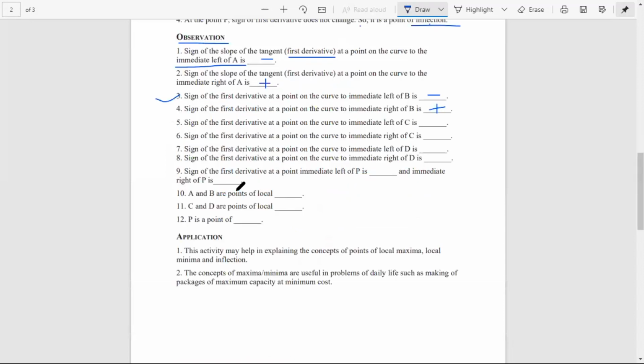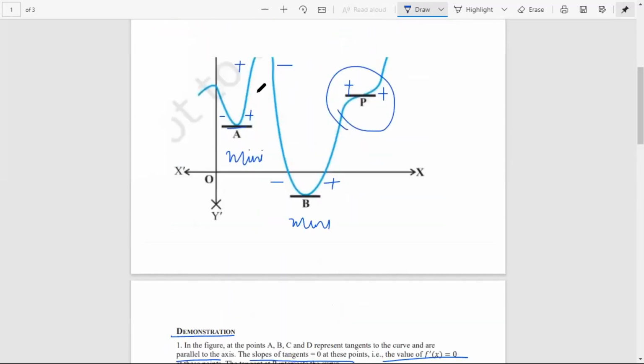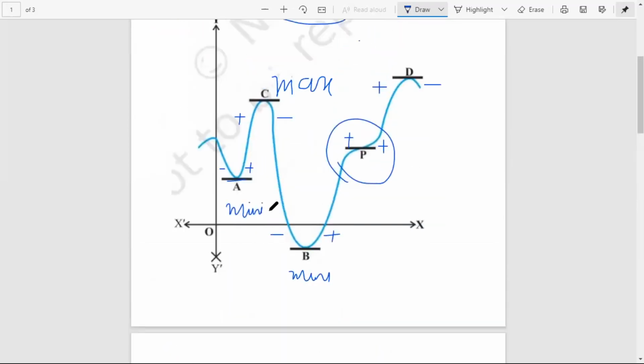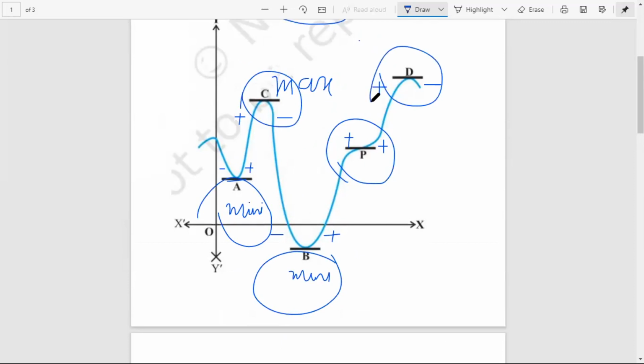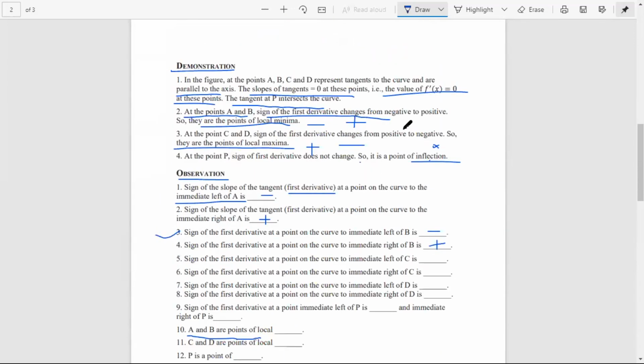Okay. Now, points A and B are points of local minima. Very good. And what about points C and D? Local maxima. Very good. And point P is a point of inflection. So I hope all understood everything, right?